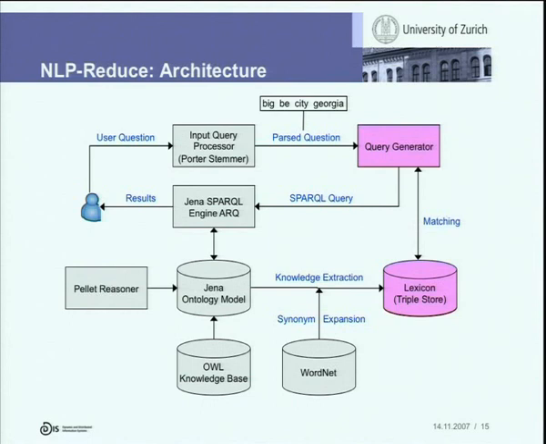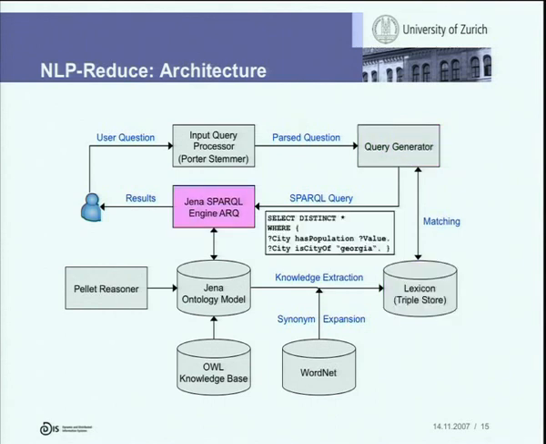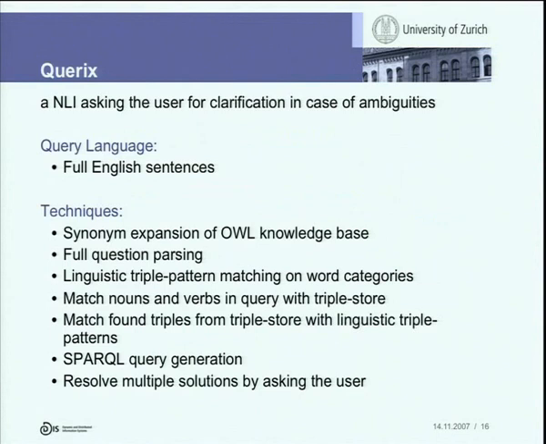We match them against these. We try to find some type of minimum spanning tree that connects all the properties that I found. Put together the logic query, in this case, select star where city has population some value, and city is city of Georgia, so it's in the state of Georgia. And then we run this query and return the results.